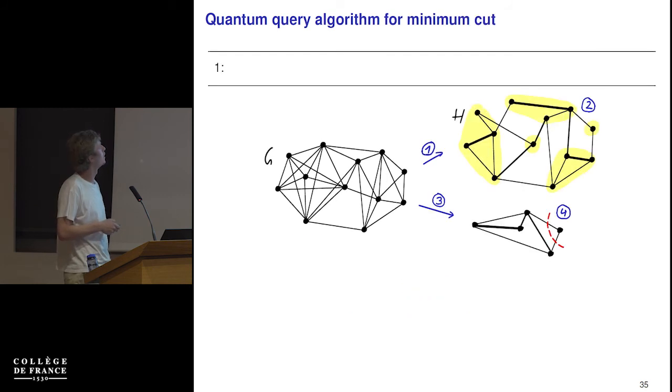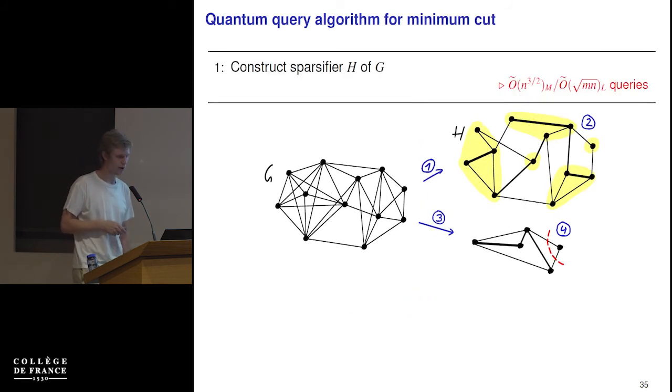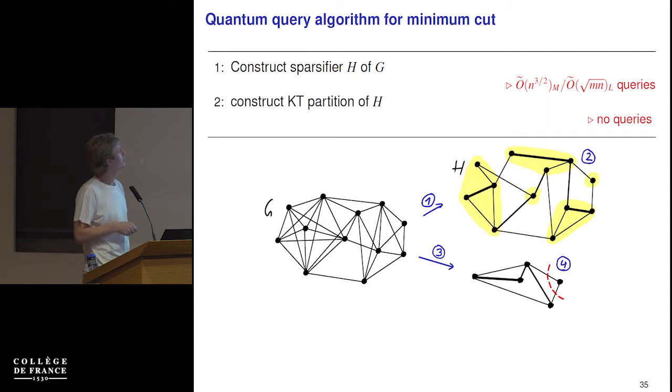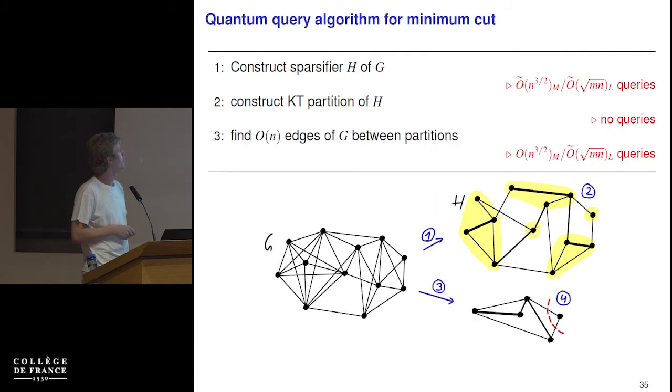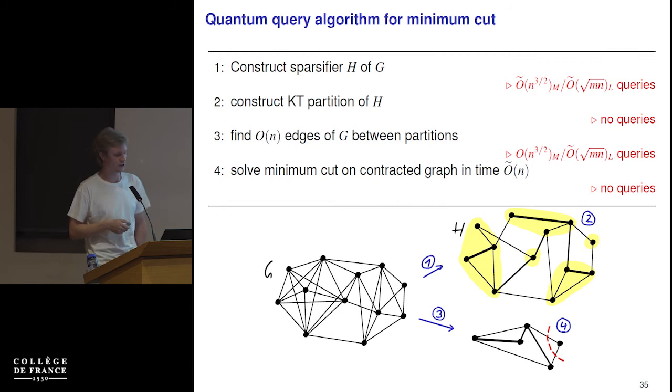So we get the following query algorithm where we construct the sparsifier in step 1. Then we find this KT partition of the sparsifier. Again, this requires no queries. We use Grover search to find this order of n edges that exist between the partitions. And finally, we just solve minimum cut on a contracted graph. Again, this requires no queries. So we get a query algorithm which scales as n to the 3/2 or square root of mn, depending on the model.